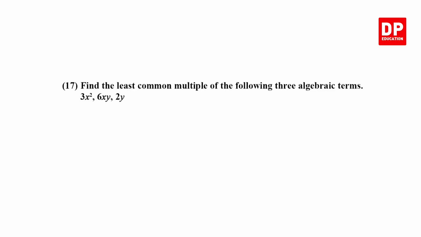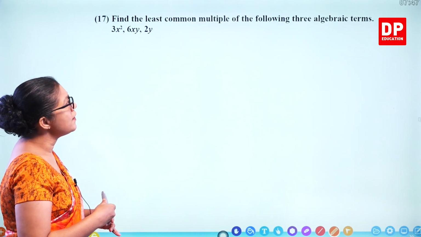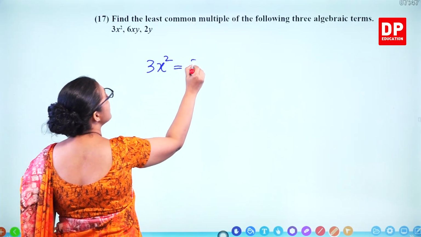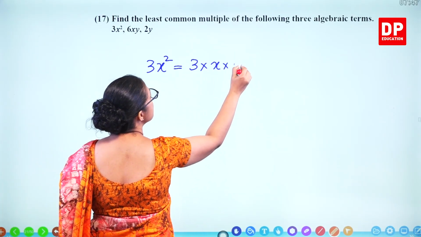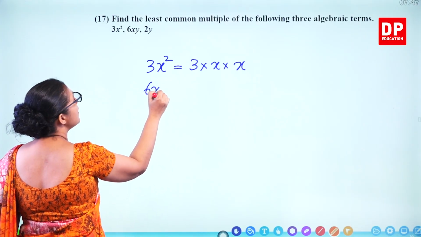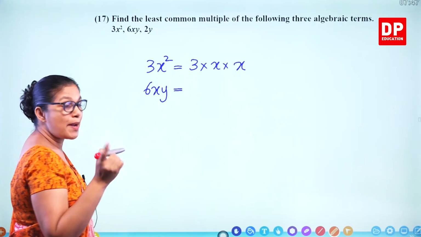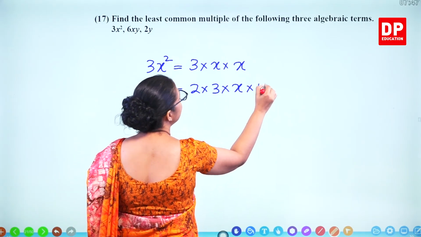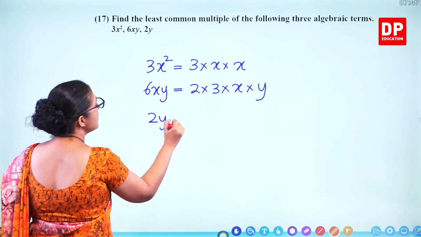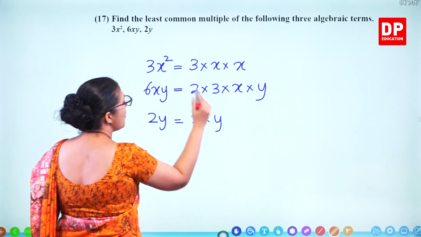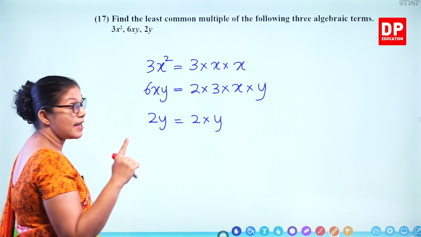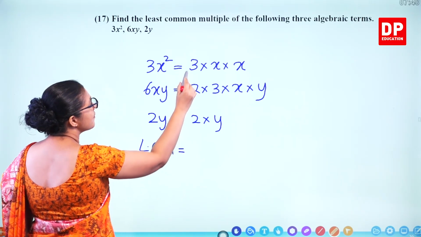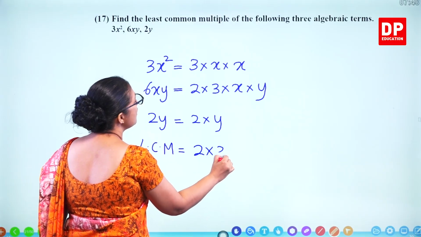Question number 17. Find the least common multiple of the following 3 algebraic terms. 3x squared. How do you write 3x squared? 3 times x times x. 6xy, write in terms of prime numbers: 2 times 3, x and y. 2y, that means 2 times y. Now when you take all factors, you take the highest power. So for the lowest common multiple, 2 only once, 3 only once.